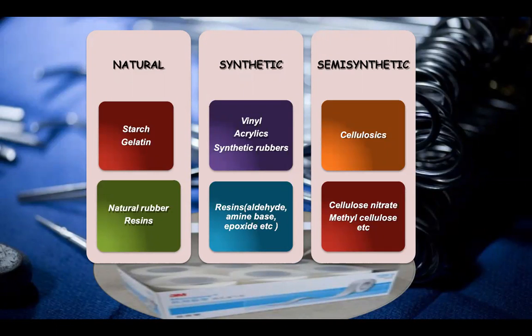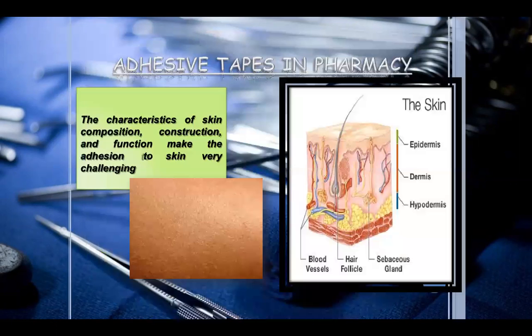Semi-synthetic is a combination of both, such as cellulose, cellulose nitrate, methyl cellulose, etc., which are applied in this type of tape. For adhesive tapes in pharmacy, the criteria of skin composition, construction, and function make adhesion to skin very challenging. Whenever you need these, you have to apply them accordingly.